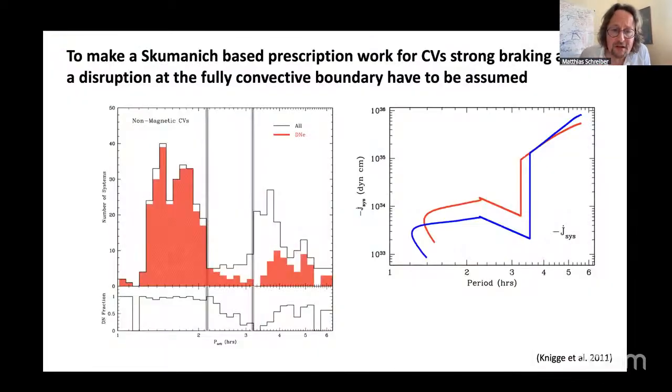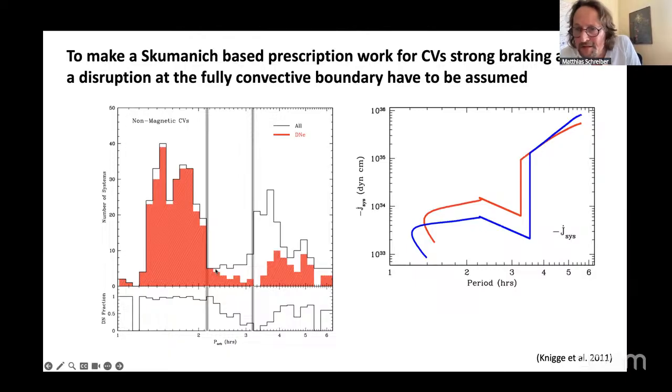And here you see the orbital period distribution measured in 2011, which didn't change much since then. The left plot shows the period distribution, and you see there are many systems with periods shorter than 2 hours. The black line is all systems, the red is a subtype of cataclysmic variables. It doesn't matter in the context of this talk. So you just take the black line and you see some systems with periods longer than 3 hours, and then you see many systems with periods below 2 hours, but there is nothing in between.